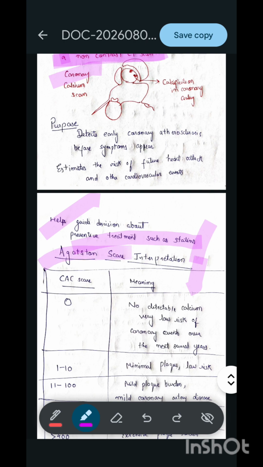Now there is a score interpretation, the coronary artery calcium score interpretation, and what it means.